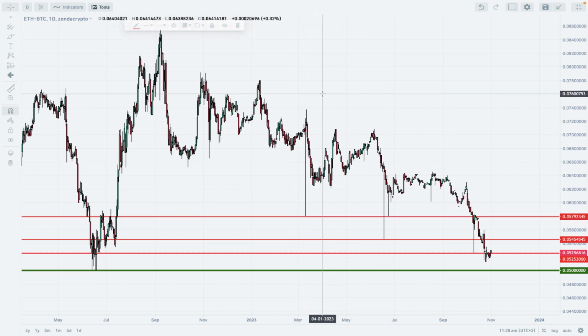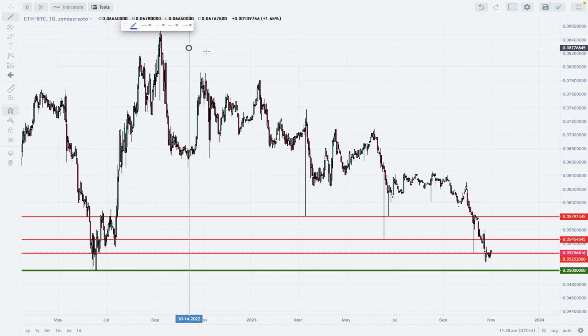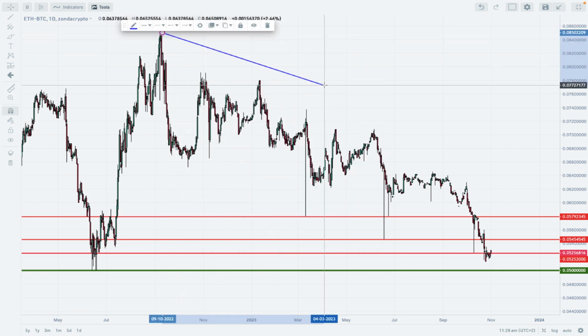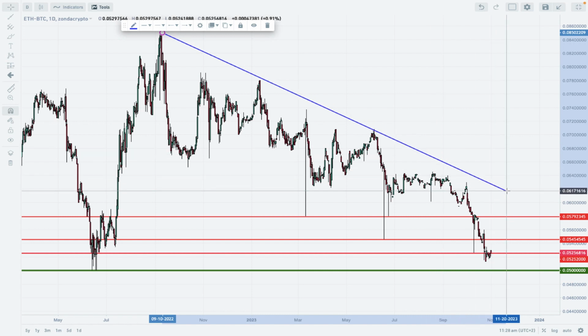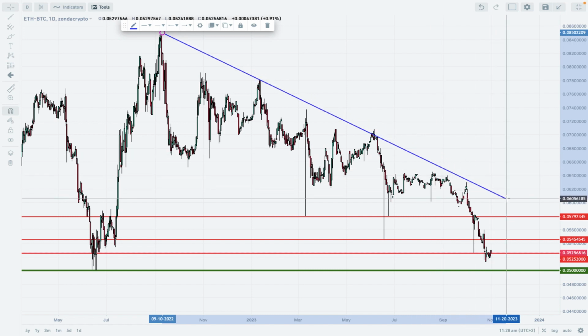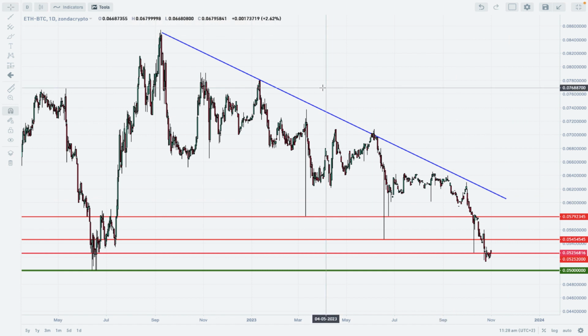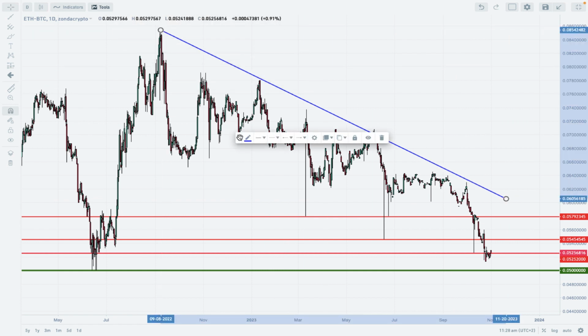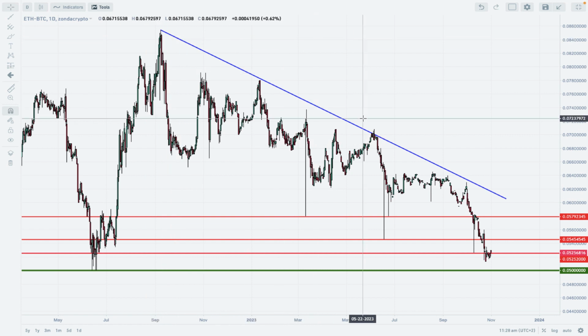So when we apply the trend line here, let me just do it this way. Okay, so that's the trend line. If we apply it from the highs to the lows, we can clearly see that the market is respecting this trend line more or less. There are plenty of hits on this trend line, right? So that's correct.